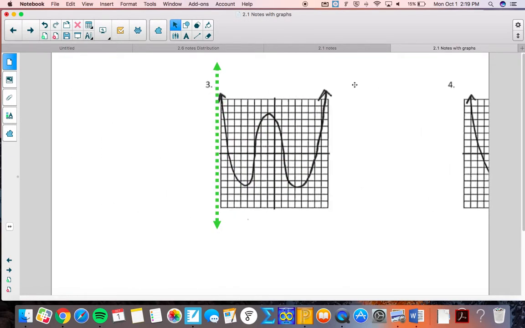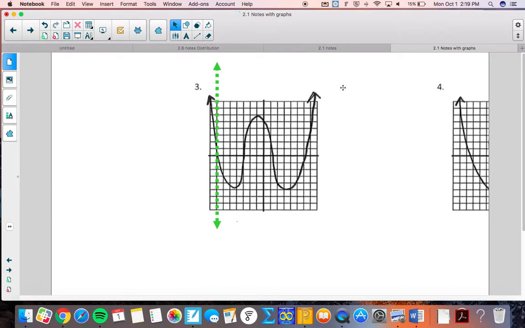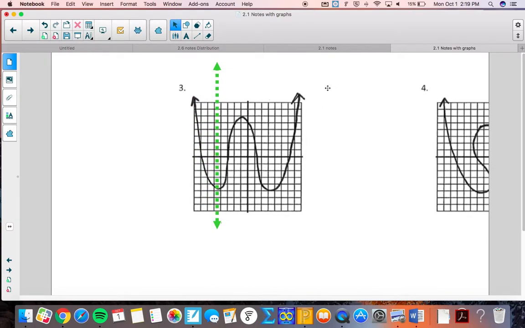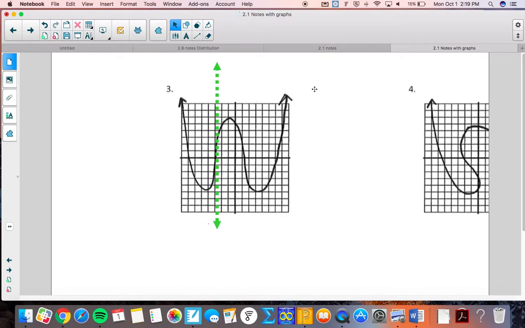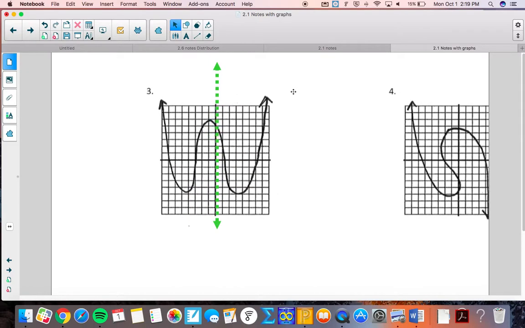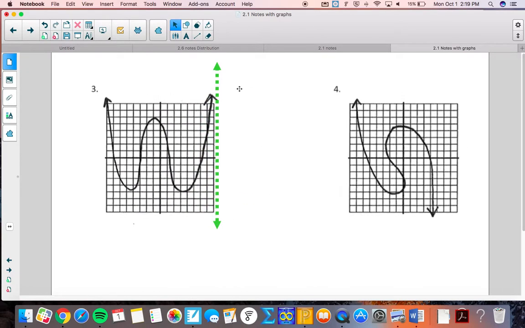Well, let me move the graphs. As I move the graph through this vertical line, notice that there is no point where the green line intersects our graph at more than one point. So this is a function.